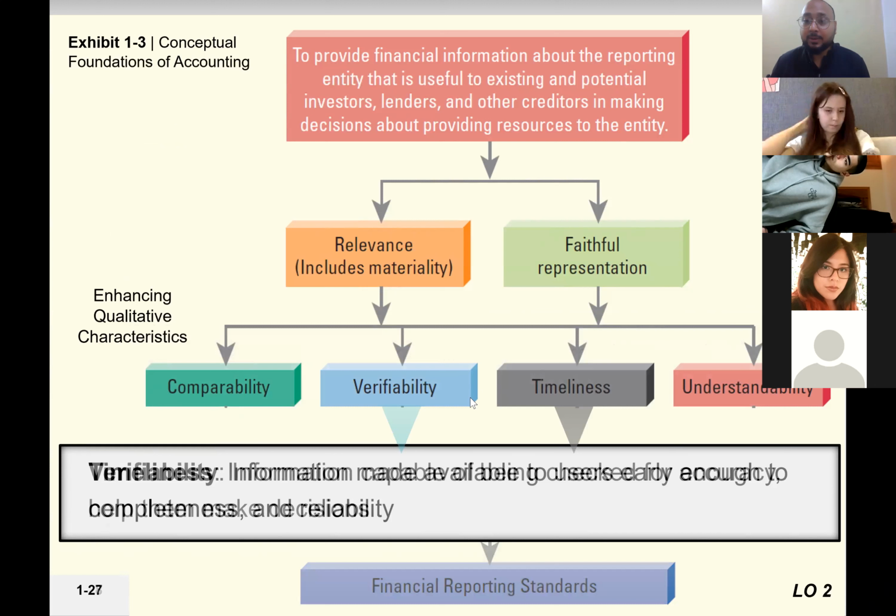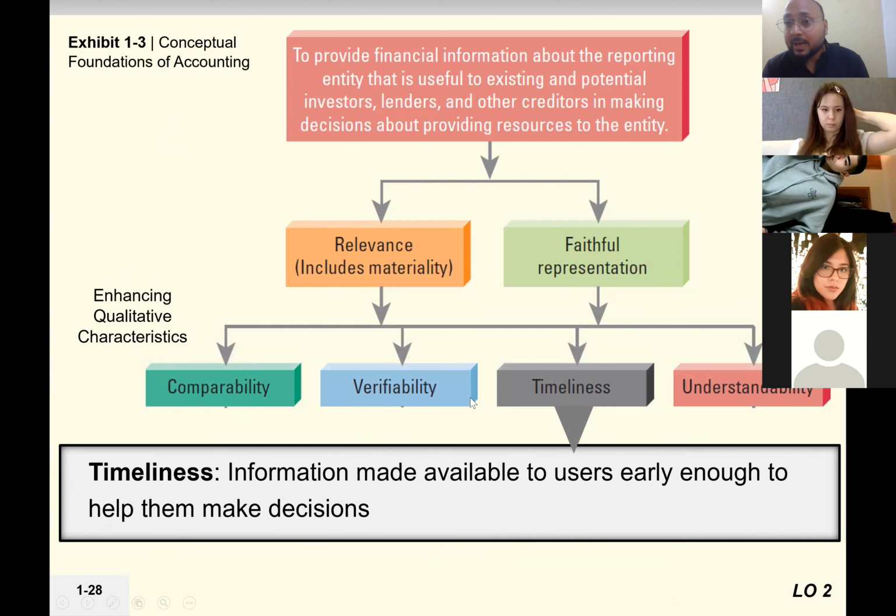Timeliness, it must be on time so that people can make decisions. Right? It's not like this: it is 2022 and you are publishing your accounting reports of 2019. After 2 years, you are providing data to outsiders. So that data is worthless, right?